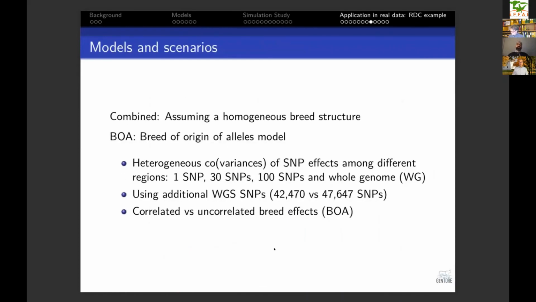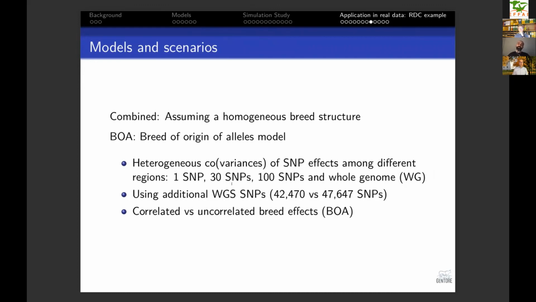And she tried different scenarios. First, she followed the combined analysis, which is the current practice in red dairy cattle analysis. So she just assumed that it's a single homogeneous breed and analyzed the data as a joint population. Also, she used the breed origin of allele models, as we just discussed for simulations. And then she considered different region sizes, namely 1 SNP, 30 SNPs, 100 SNPs, and the whole genome.